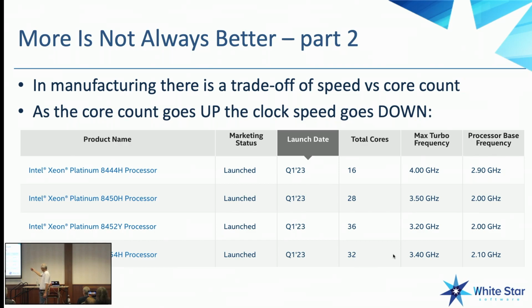So generally speaking, when you look at the product offerings, you'll see that relationship. The total number of cores is related to the frequency that you can run the chip at, and the more cores, the slower that chip is going to be. So you generally want a smaller number of cores running at a faster speed. You'll get better throughput that way.